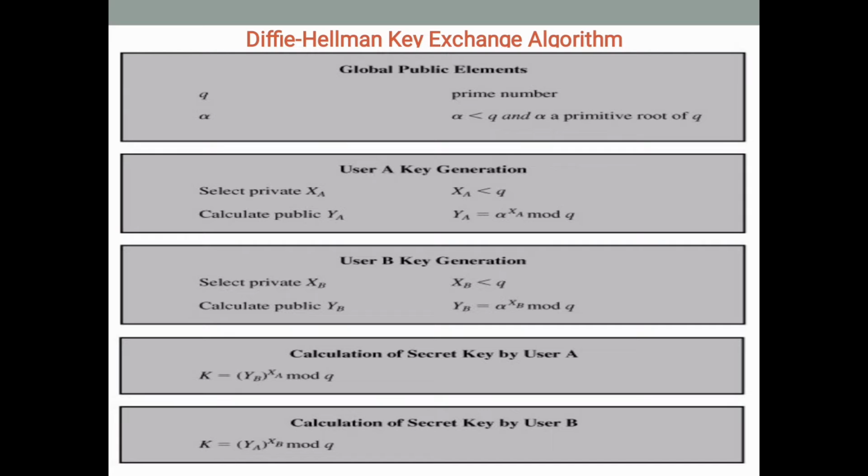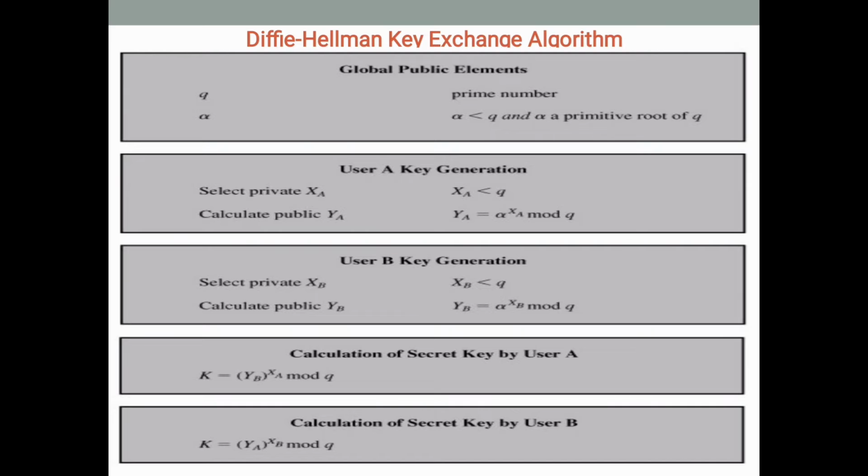Okay, so the public key YB is equal to alpha power XB mod Q. XB is the secret key chosen by user B, and XA is the secret key chosen by user A. So from that only they can calculate the public keys. So here we have the public keys of A and B.